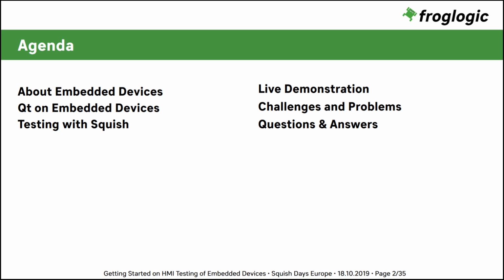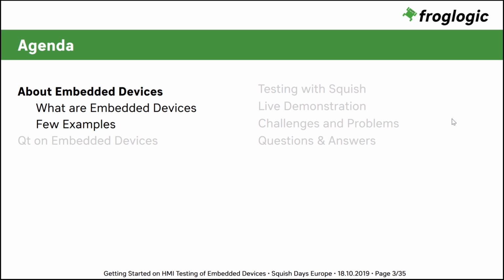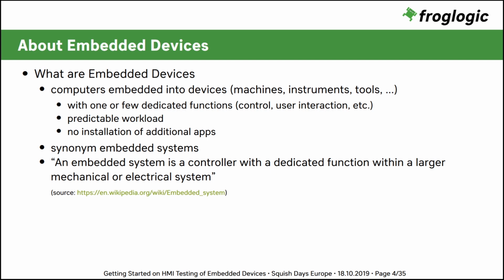So let's get started. I will first talk a little bit about embedded devices and show you a few examples that might be useful for the colleagues who are new to this field or maybe not that much familiar with the terminology. So the term embedded device, there's of course no strict definition on what that exactly means, but in general people think it's some kind of computer which is put into a mechanical machine or an electrical machine, a tool or an instrument. So the main characteristic of such a computer is that it has very well defined functionality and quite often it has also a predictable workload.